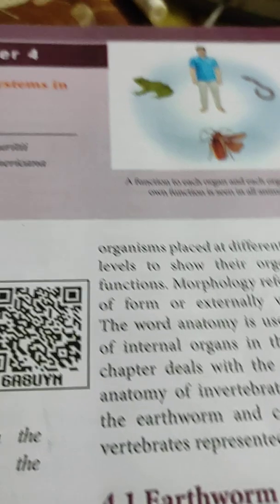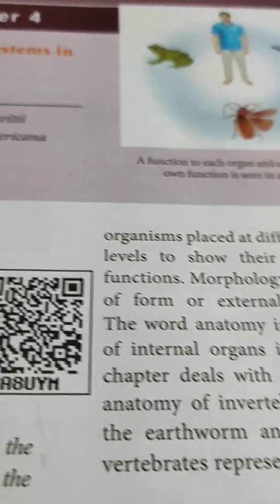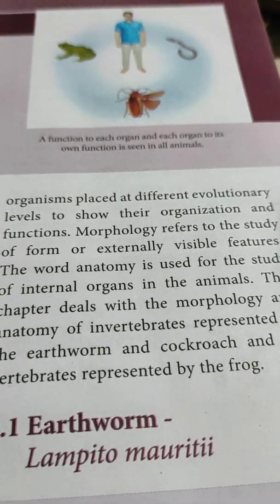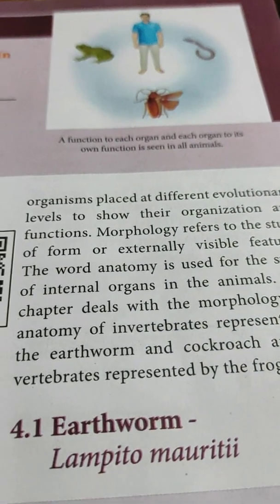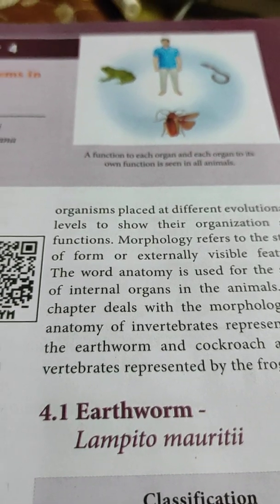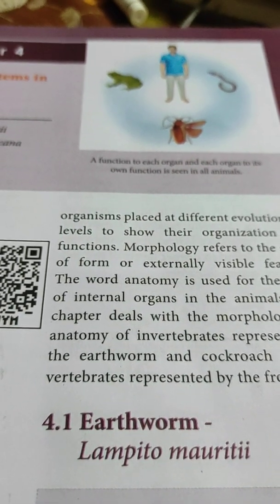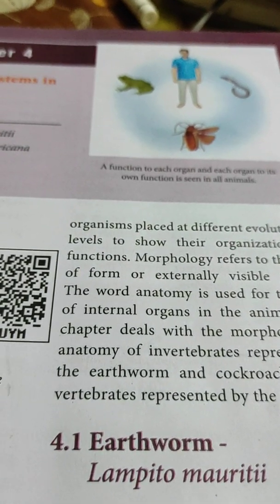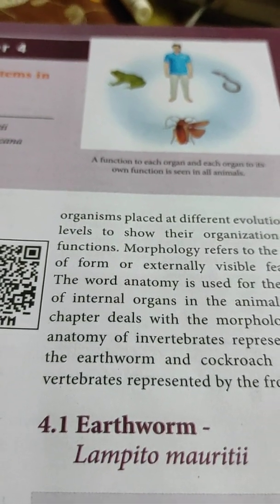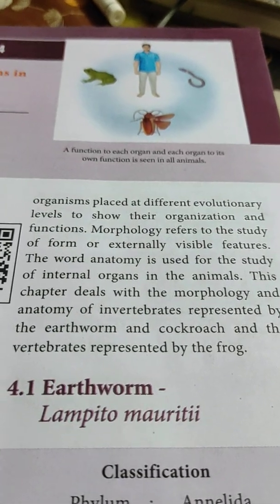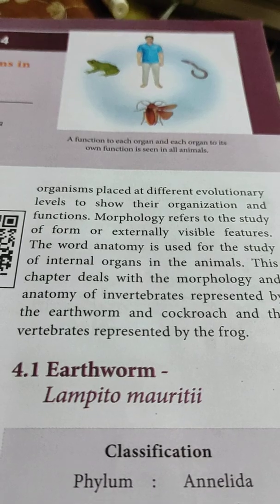Now we know the two terms, morphology and anatomy. Morphology refers to the study of form and externally visible features, which we can see from outside. Externally visible features, that is called the morphology. From outside, how does any organism look, that is called the morphology. And anatomy is used for the study of internal organs in animals.